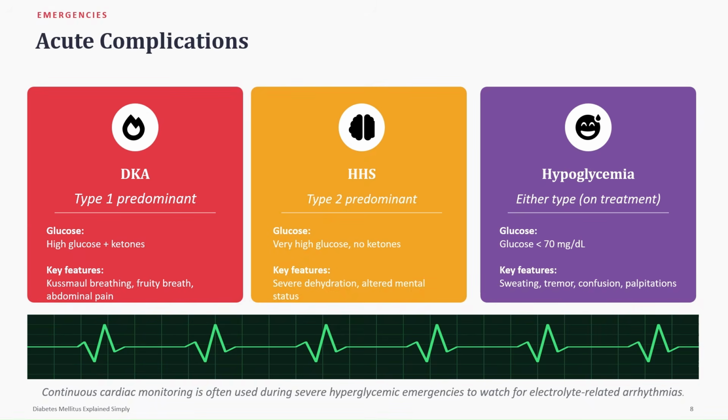The third complication is hypoglycemia. This happens when blood glucose drops below 70. Symptoms include sweating, tremors, palpitations, and confusion. So remember, DKA is ketones. HHS is extreme dehydration. Hypoglycemia means low sugar.